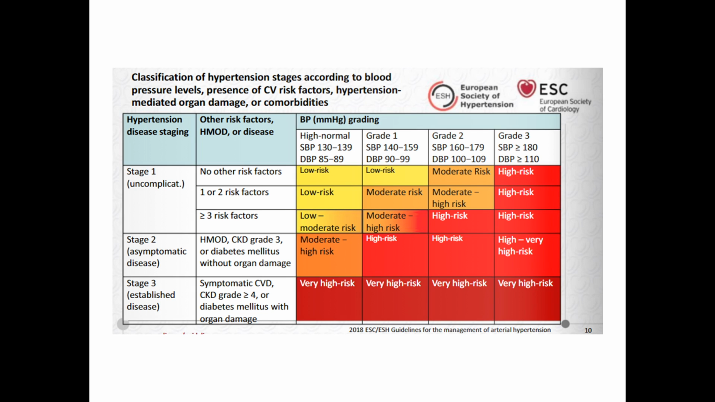Here is the classification of hypertension stages according to blood pressure level, presence of cardiovascular risk factors, hypertension-mediated organ damage, or comorbidities. This was presented by the European Society of Hypertension, and you see here three risks of development: low risk, moderate risk, and high risk.